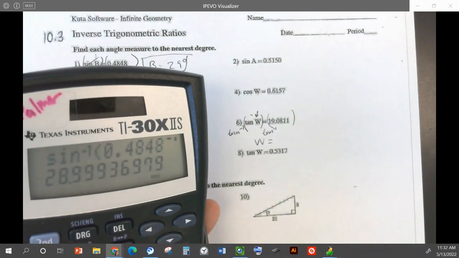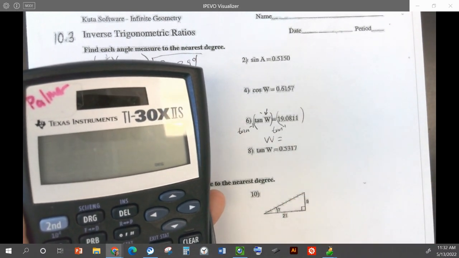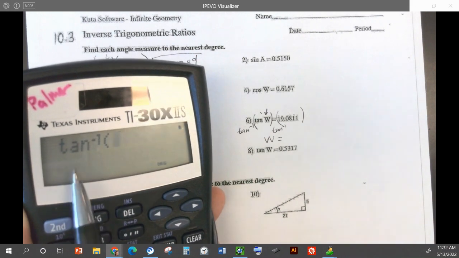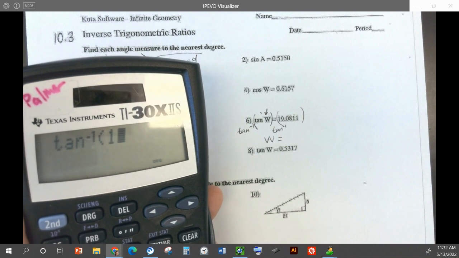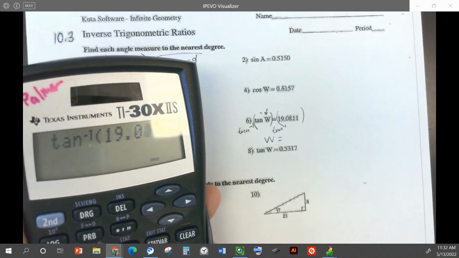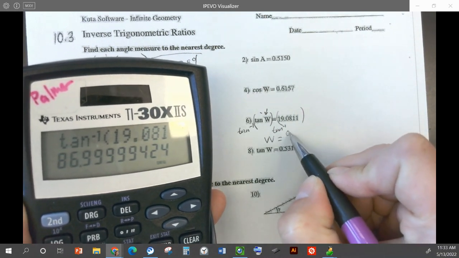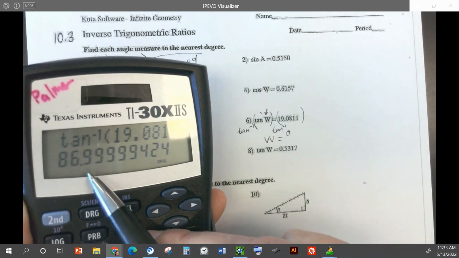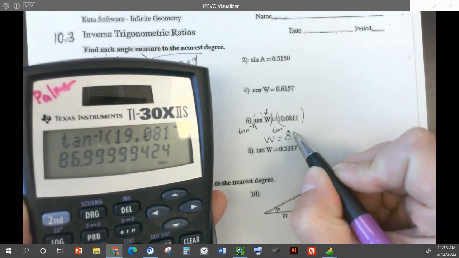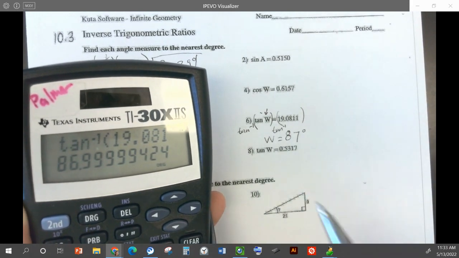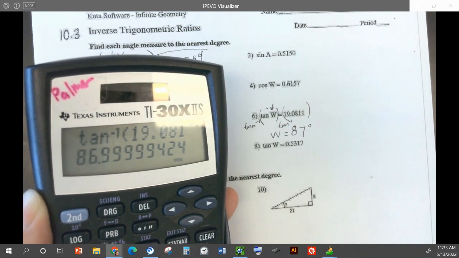Tangent inverse of 19.0811. So second tangent, that gives me tangent inverse. And then I type in this number, 19.0811, end parenthesis. And we get, let's see. So the first decimal is 9. So I'm going to round up to 7. So 87 degrees. The angle W is 87 degrees. Okay, questions on that?